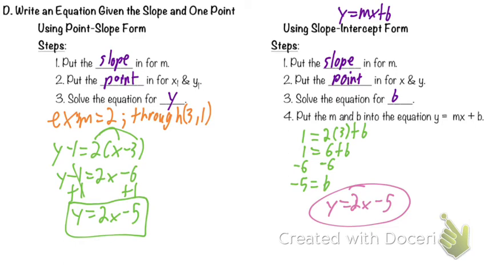Much more similar to what we would have done previously versus what we do on the left. Do we get the same answer either way? Yeah, so we get the same line, same equation either way, because it goes through a specific point with a specific slope. Two different methods to do the same thing.